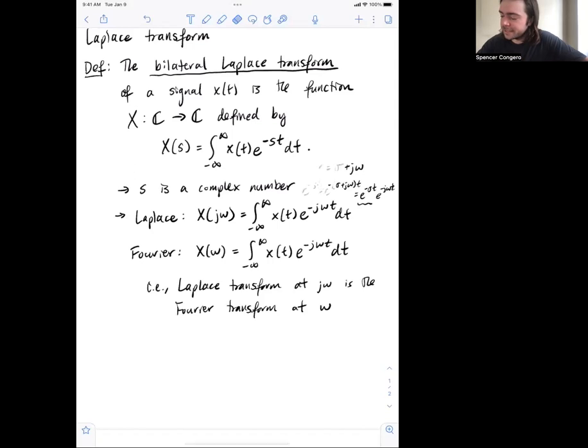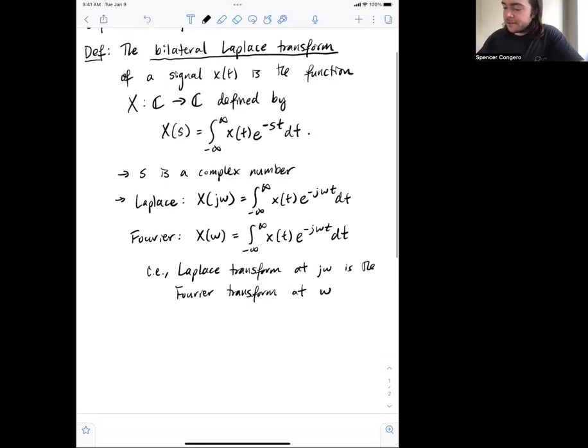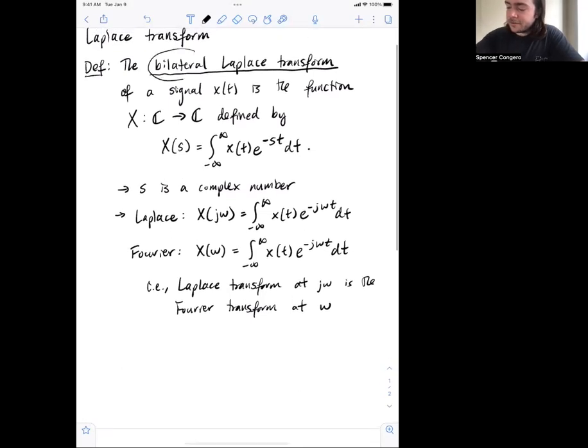Let me just erase that now. That was just a quick little note. We'll see many more examples, don't worry. But for now, this is the relationship between Laplace and Fourier. So what does bilateral mean? The bilateral refers to this integral from negative infinity to infinity. There's also something called the unilateral transform, which is when this bottom limit is just 0. But we're going to be looking at the bilateral transform.